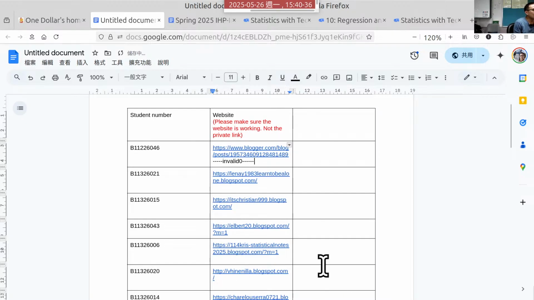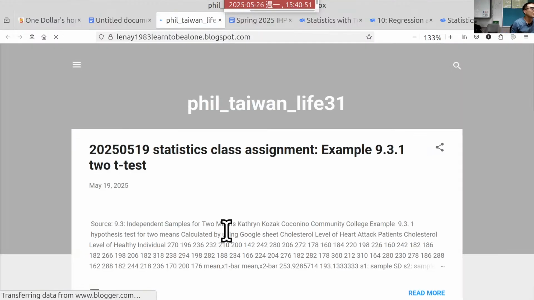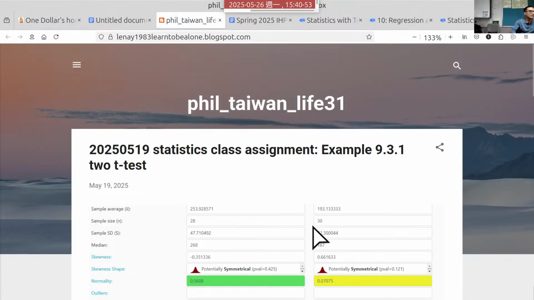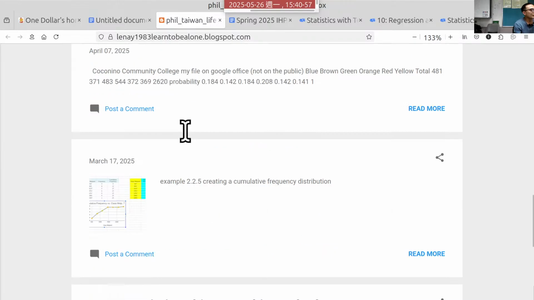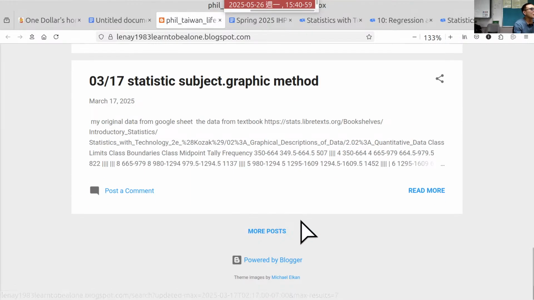Okay, I forgot to mention that when you use www.blogger.com and something like this, it's not a public website. Please modify it. And this one looks okay. And like this one. Oh, looks great.